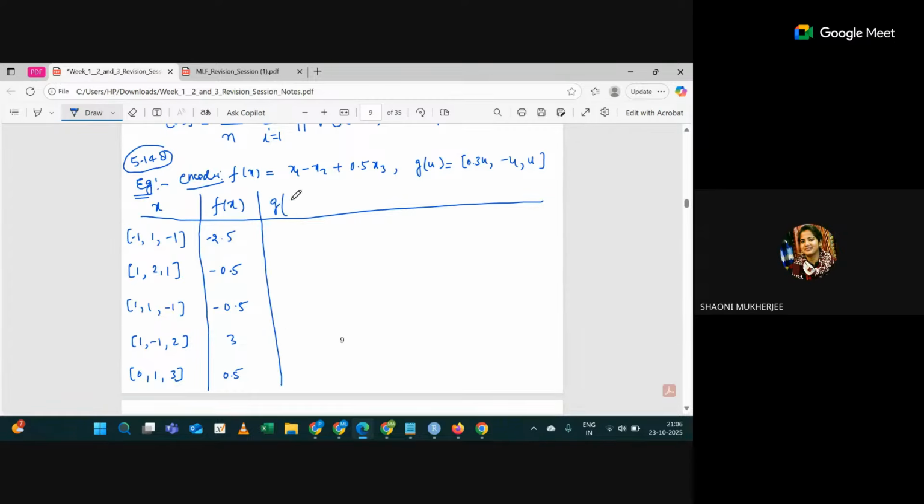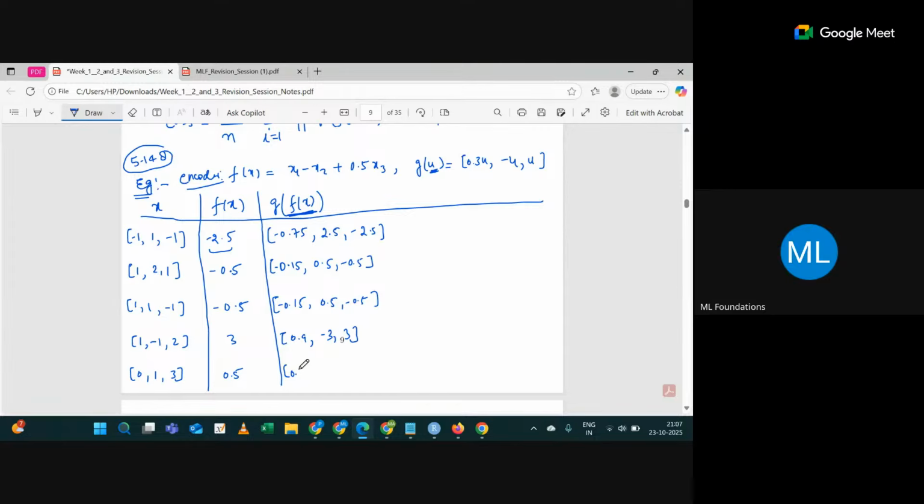It's g of f of x. Whatever the u is within the bracket, we have to make it now into the original version: 0.3 times u, minus u, and u. So what is 0.3 times minus 2.5? Minus 0.75, and minus 2.5. Very good. And then minus 0.15, and 0.5 minus 0.5; then minus 0.15, 0.5, and minus 0.5; then 0.9, minus 3 and 3; and then 0.15, minus 0.5, 0.5. So this is g of f of x.